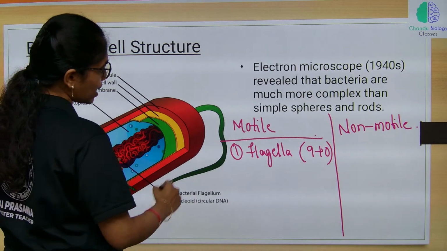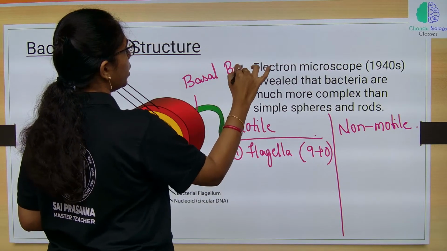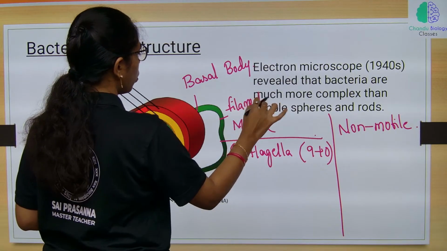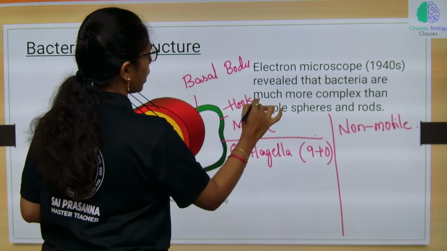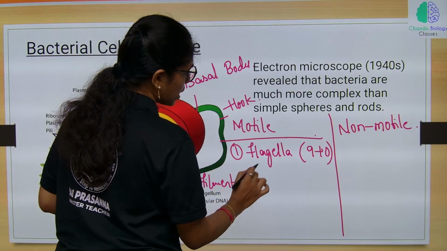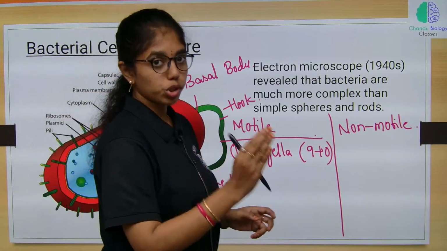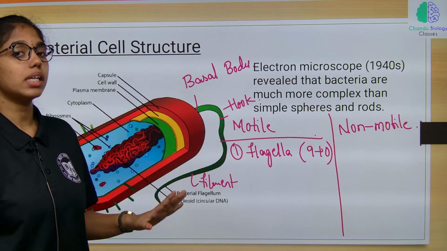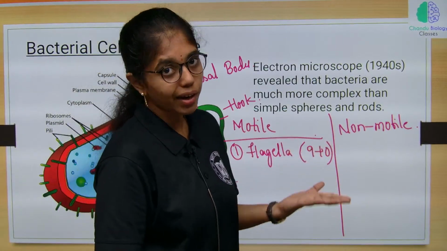This flagella has three parts: basal body, hook and filament, which has a 9 plus 0 arrangement. So the only motile structure which helps in the movement or locomotion of the bacteria is flagella, that is 9 plus 0. Cilia are not present in the prokaryotic cells. Cilia are present in the protozoans, which are unicellular eukaryotes.